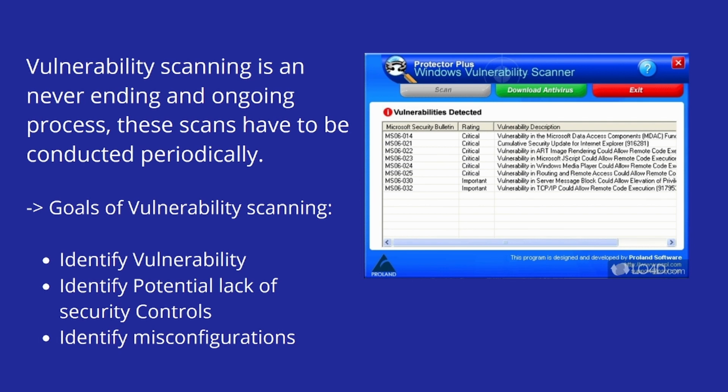Now, what are the goals of vulnerability scanning? Firstly, it's to identify vulnerabilities. Then it's to identify potential lack of security controls, and then to identify common misconfigurations. The idea is to reduce the attack surface.